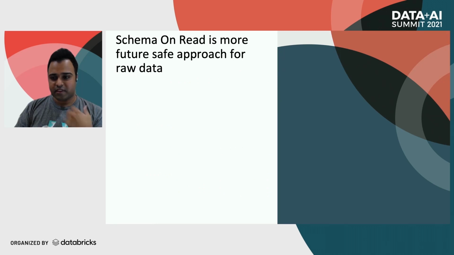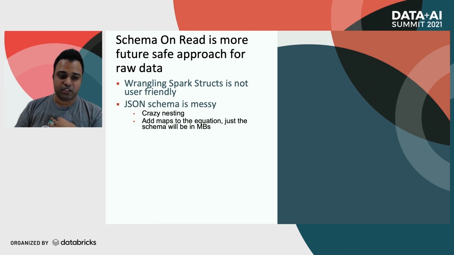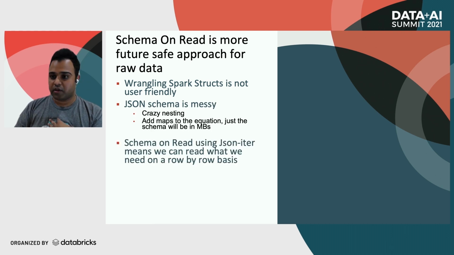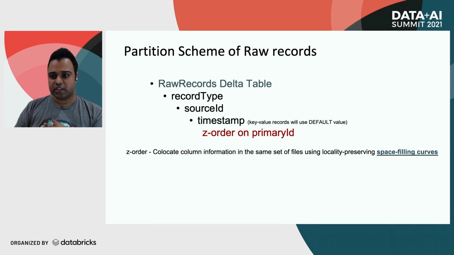The schema on read seems to be a much more future-safe approach, at least the way that we are proceeding right now, and seems to be much more manageable from a code point of view and a performance point of view. Any downstream structs that we want to materialize will have structs, though, so we don't have to worry too much about that. The partitioning scheme as such of this is very simple.